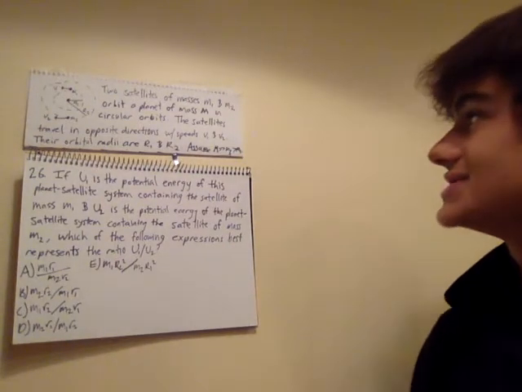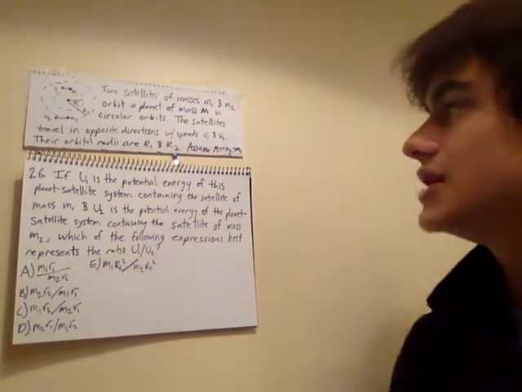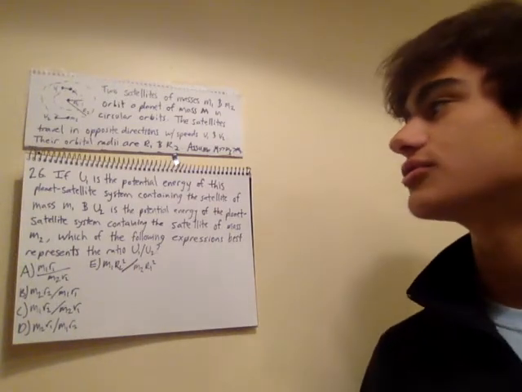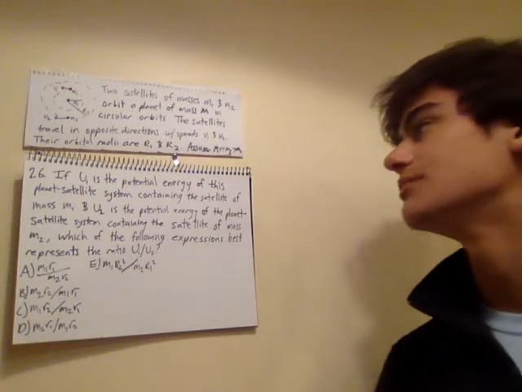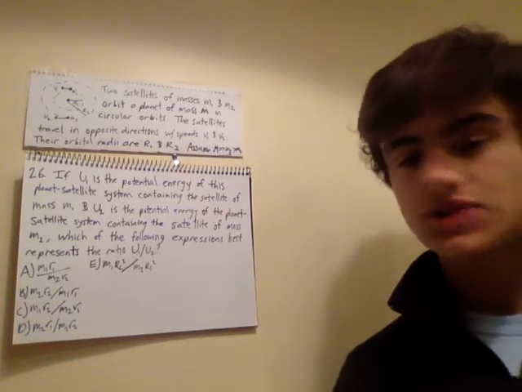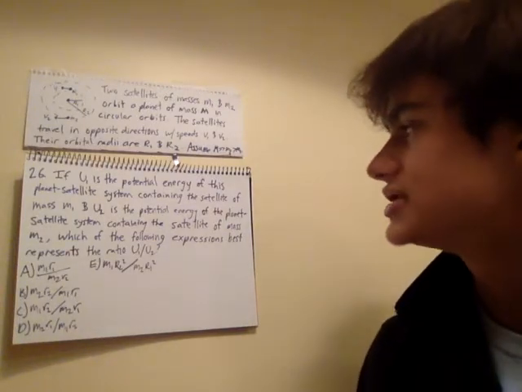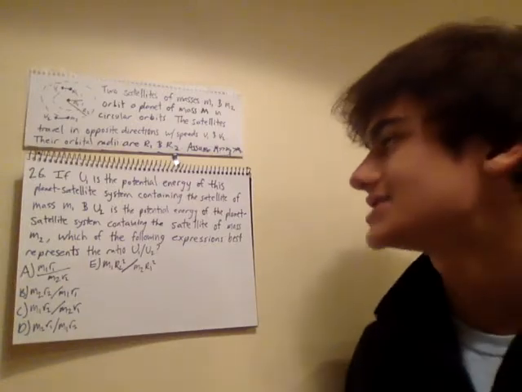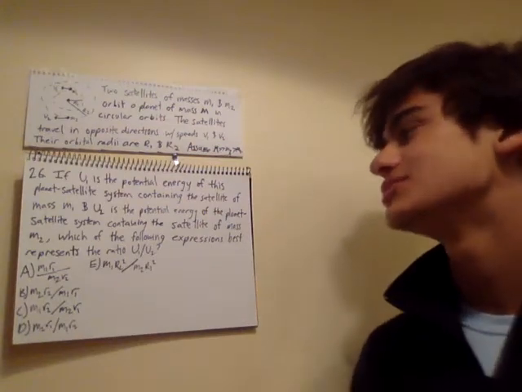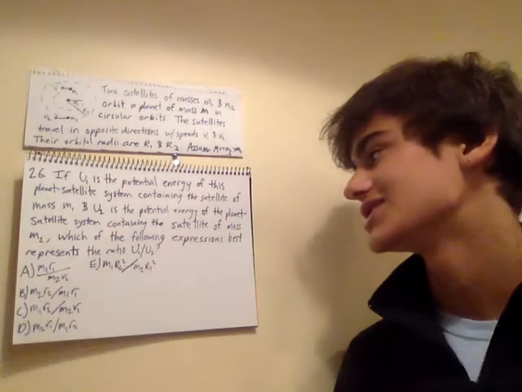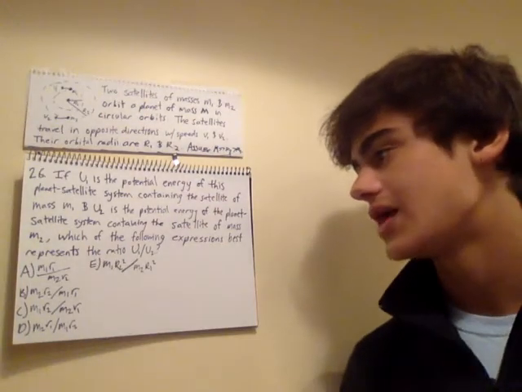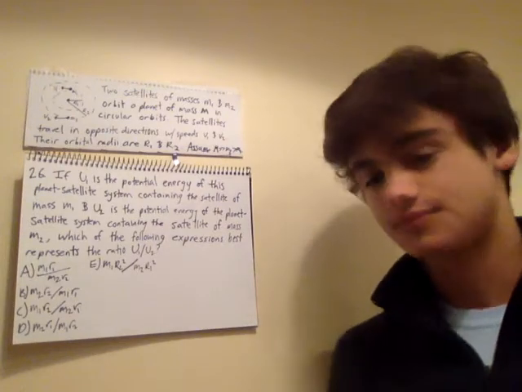So two satellites of masses m1 and m2 orbit a planet of mass m in circular orbits. The satellites travel in opposite directions with speeds v1 and v2. Their orbital radii are r1 and r2. Assume the mass of the planet is much greater than mass 2, which is greater than mass 1. This question is asking us, if U1 is the potential energy of this planet-satellite system containing the satellite of mass m1, and U2 is the potential energy of the planet-satellite system containing the satellite of mass m2, which of the following expressions best represents the ratio of U1 divided by U2?